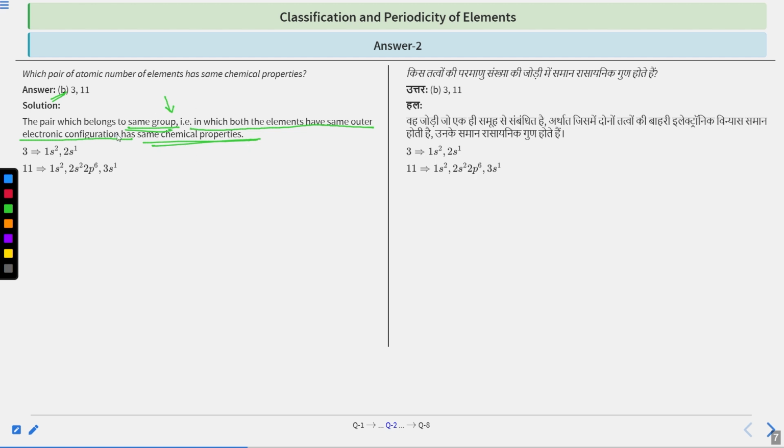For atomic number 3, the electronic configuration is 1s2, 2s1. For atomic number 11, the electronic configuration is 1s2, 2s2, 2p6, 3s1. You can see that the outer electronic configuration is the same, as the last electron occupies the s orbital in both elements with atomic number 3 and 11. Thus, they have the same chemical properties as they belong to the same group. Thus, option B is the correct answer.